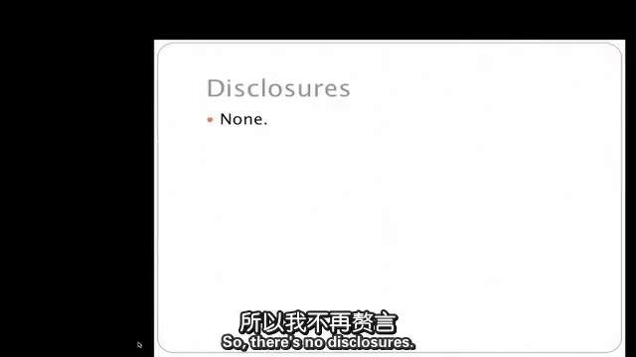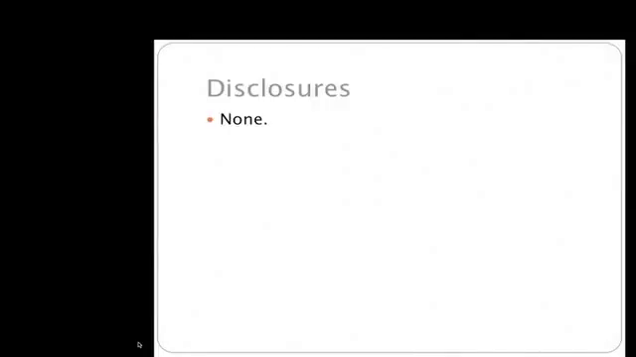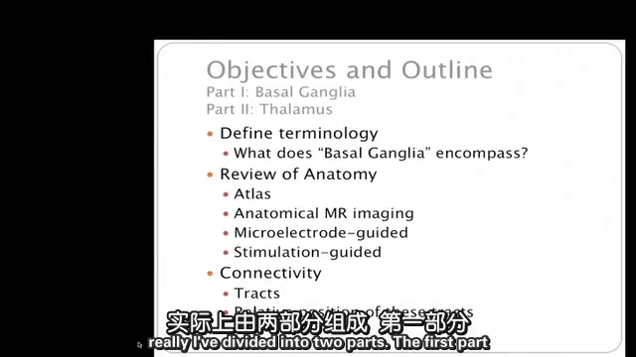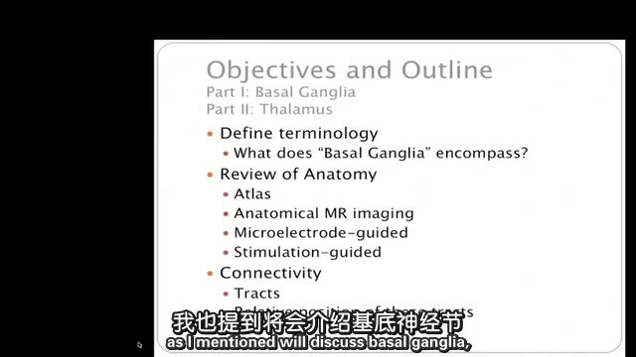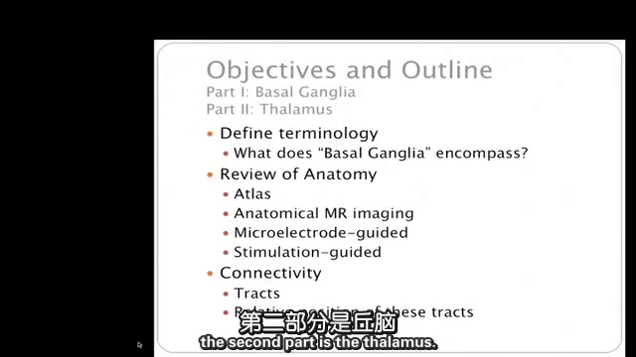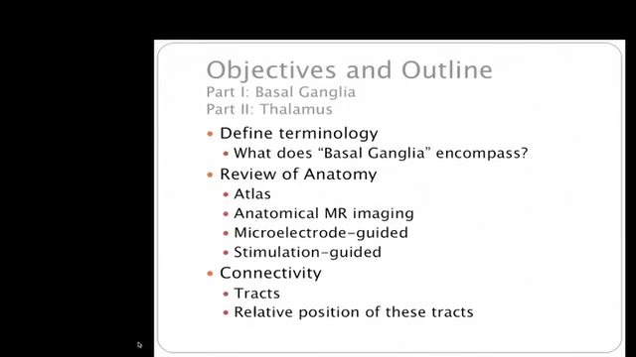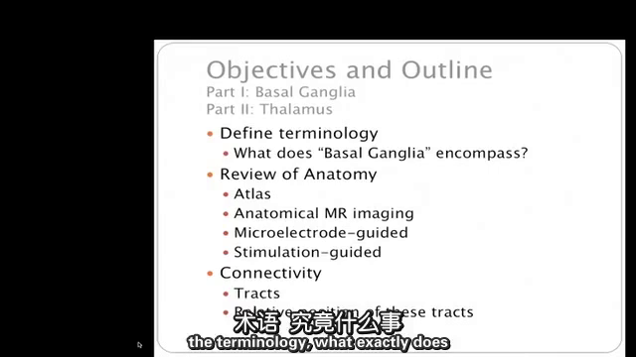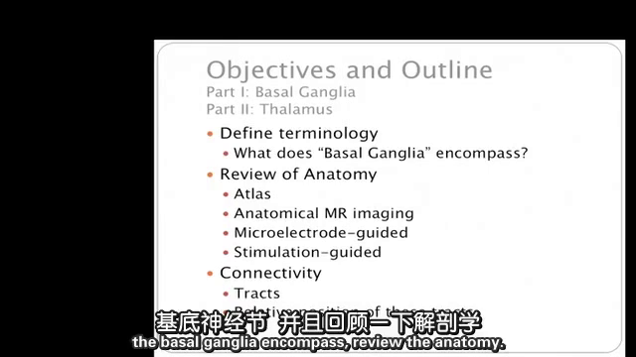So there are no disclosures at this point. And so the objectives and outline for the talk, I've divided into two parts. The first part is, as I mentioned, we'll discuss basal ganglia. The second part is the thalamus. And in each case, what I'll do is try and define the terminology. What exactly does the basal ganglia encompass?